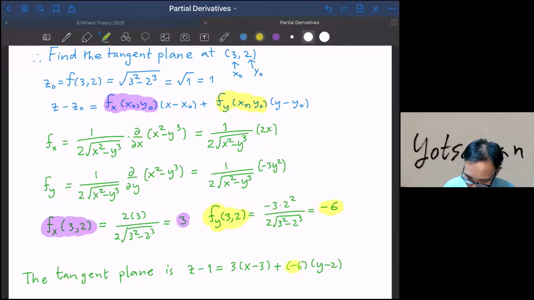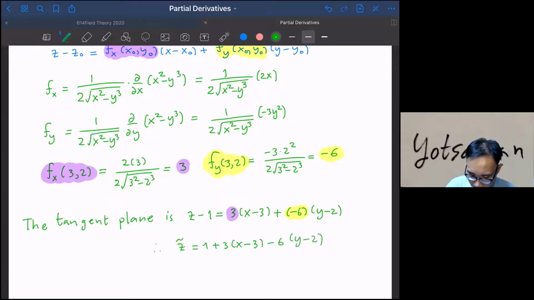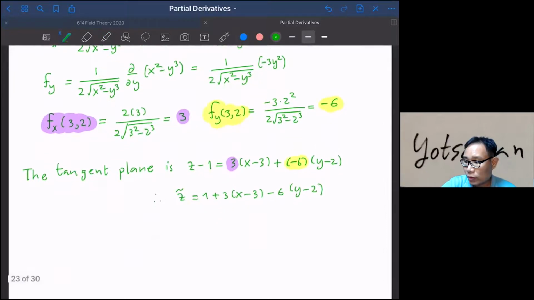So for this one, it's the yellow one and the purple one. Okay, so this one will be the tangent plane. So you're going to have z tilde. In this case, z tilde equals 1 plus 3 times (x minus 3) minus 6 times (y minus 2). Okay, and so this one is your tangent plane, and you would like to find the approximation, right?